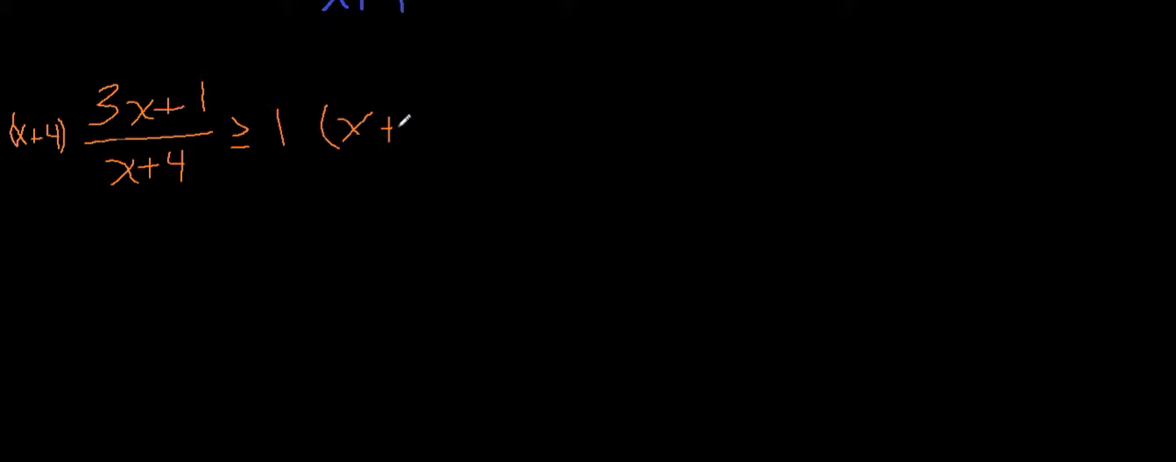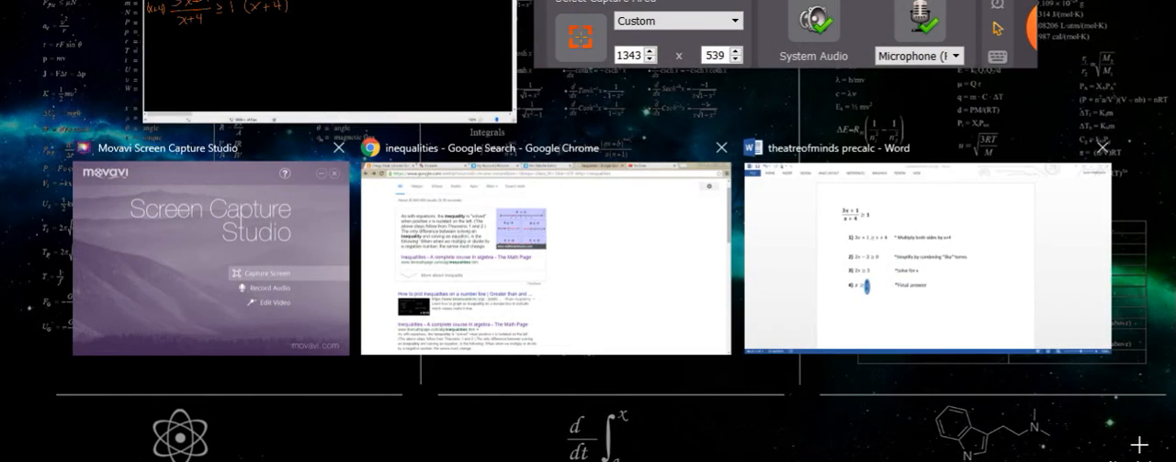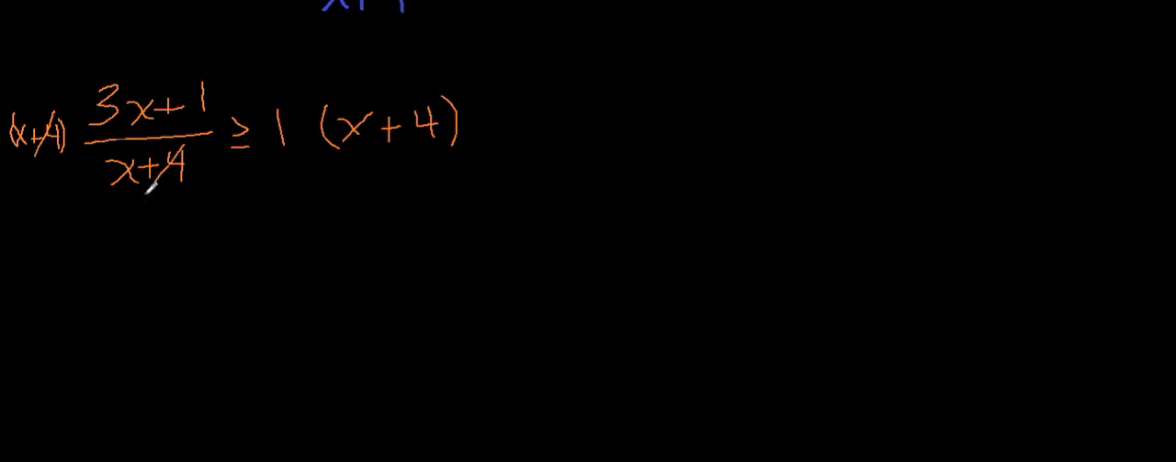Alright, so x plus 4. So now we can cross these two out, all right? So now what we have is when we multiply 1 by x, distribute this here and distribute it here, what do we have? So we have 3x plus 1 is greater than or equal to x plus 4.